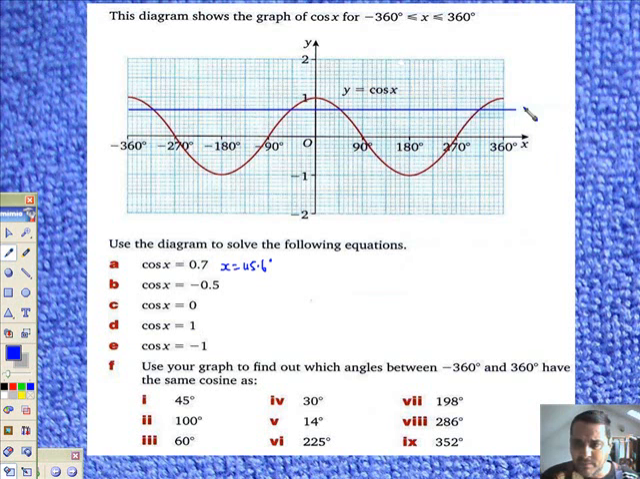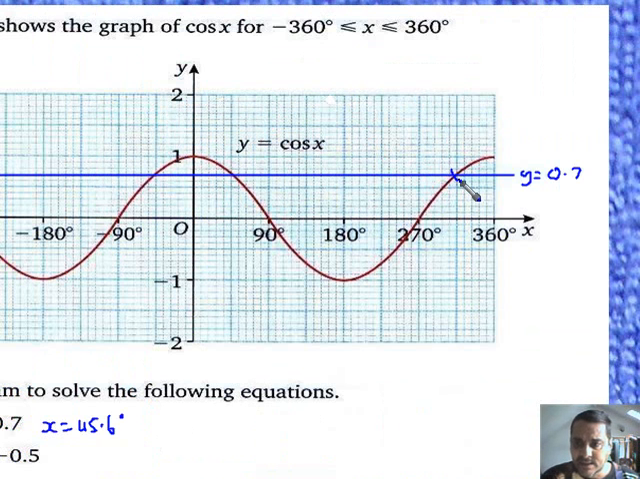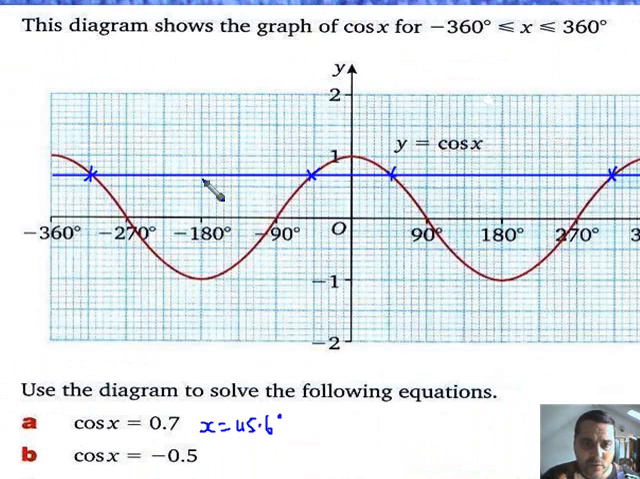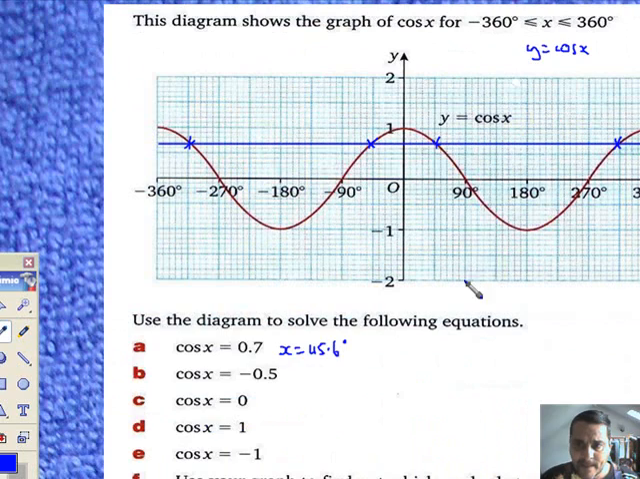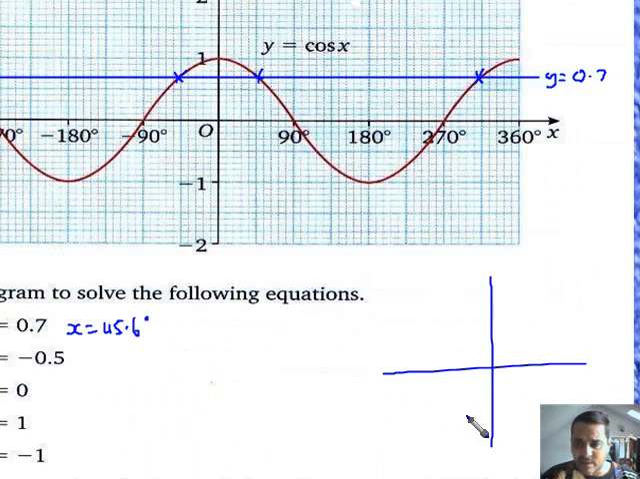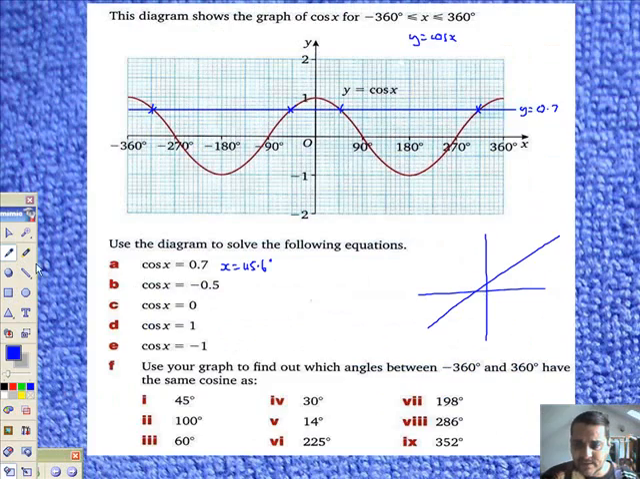I'll leave this one written up, and that is y equals 0.7, and obviously it intersects there, there, there, and there with the graph of y equals cos x. And so we have 4 solutions. Clearly this one is supposed to represent 45.6, and let me give you some more insight into that. Remember this thing? Actually, it didn't work out too well. Let's use my straight line facility. That'll be easier to do.